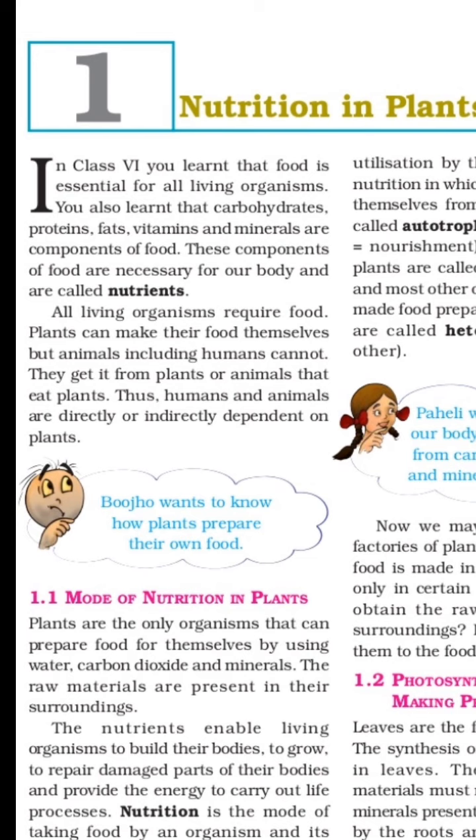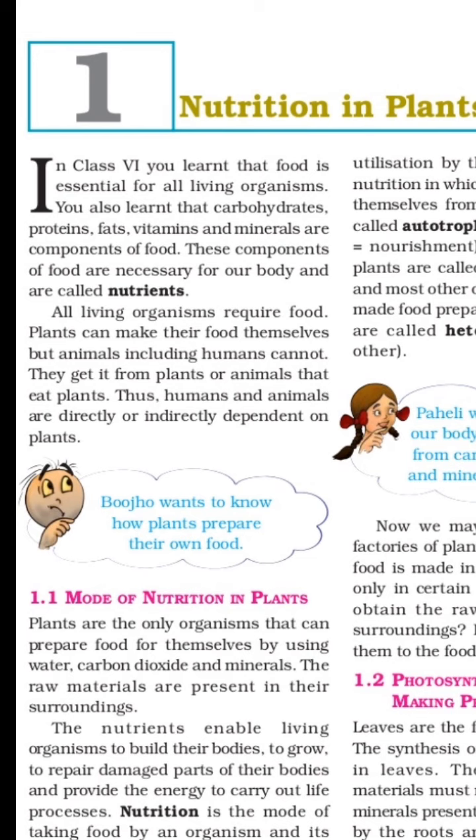Now, in the last academic year in class 6, in chapter number 2, we learned from which food materials we get these nutrients. For example, protein we get from milk and egg. Vitamin A we get from milk and carrot. Vitamin B from wheat and rice. Vitamin C from orange, tomato, and lemon. And vitamin D from egg, fish, butter, and milk. From these various types of food material we get these nutrients.